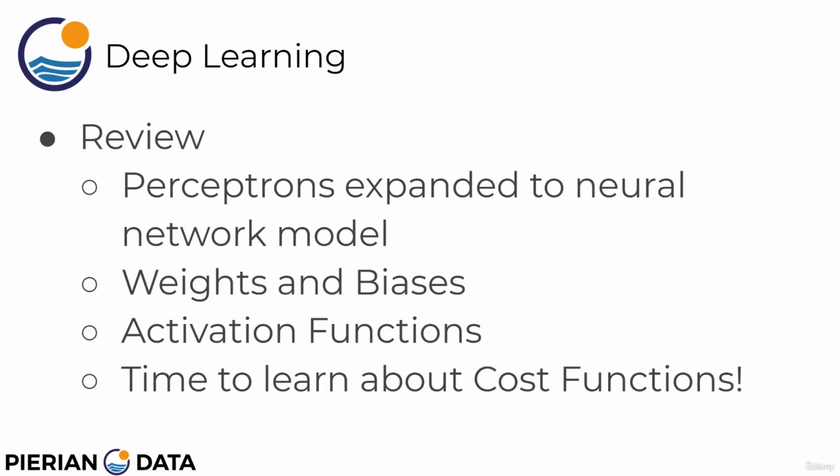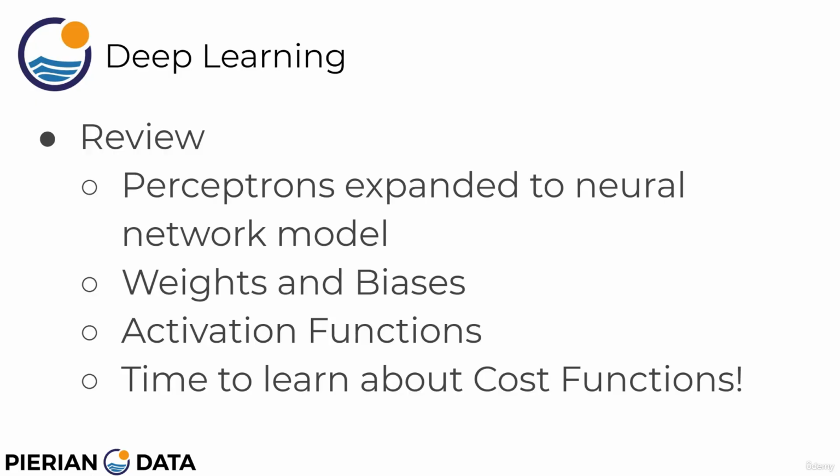So, for a review of the theory we've gone over so far, we understand basic perceptrons, how they can expand to a neural network model. We understand weights and biases and how those get passed in with an activation function, and we also learned about particular activation functions for multi-class situations. However, we haven't really discussed how the network actually learns. How do we update these weights and biases in order to improve our performance?